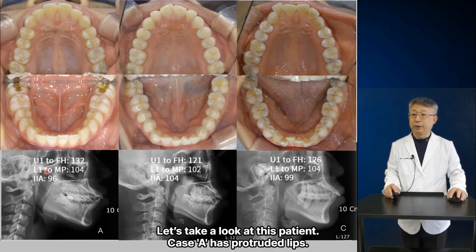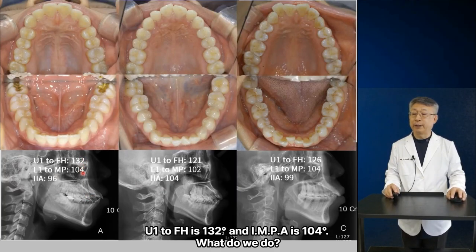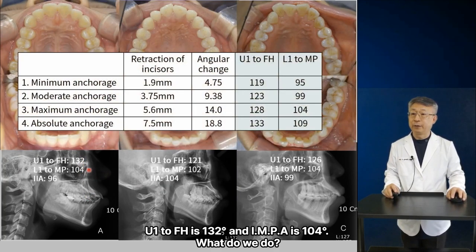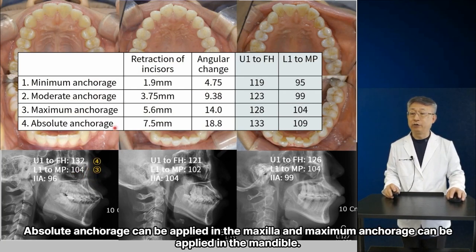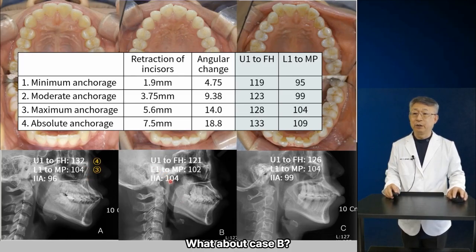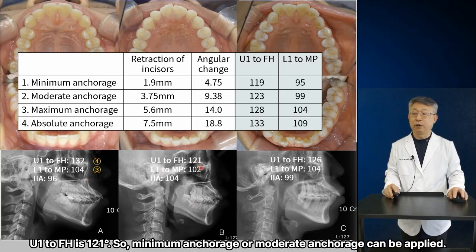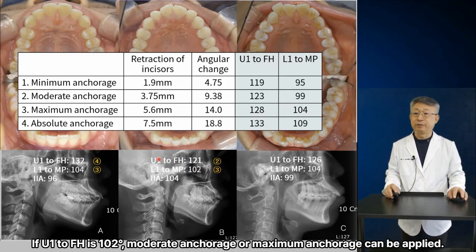Let's take a look at this patient. Case A has protruded lips. U1 to FH is 132 and IMPA is 104. What do we do? Absolute anchorage can be applied in the maxilla, and maximum anchorage can be applied in the mandible. What about case B? U1 to FH is 121, so minimum anchorage or moderate anchorage can be applied. If U1 to FH is 102, moderate anchorage or maximum anchorage can be applied.